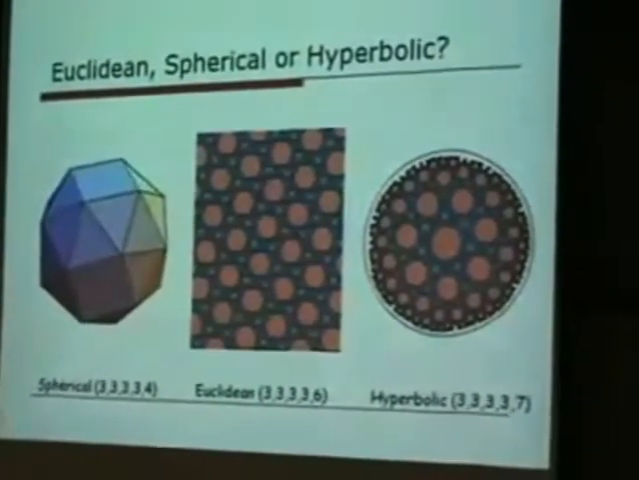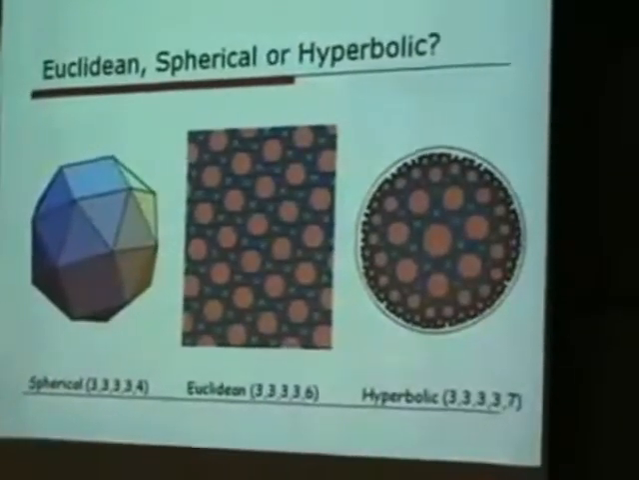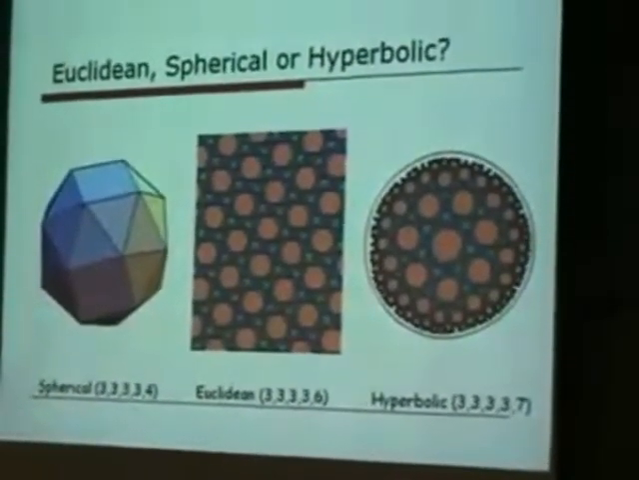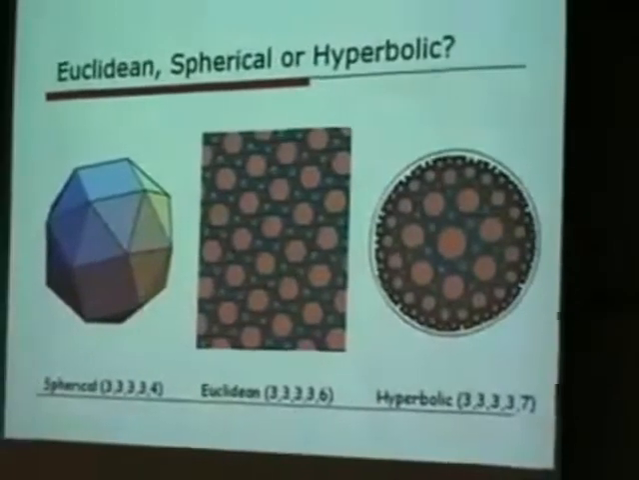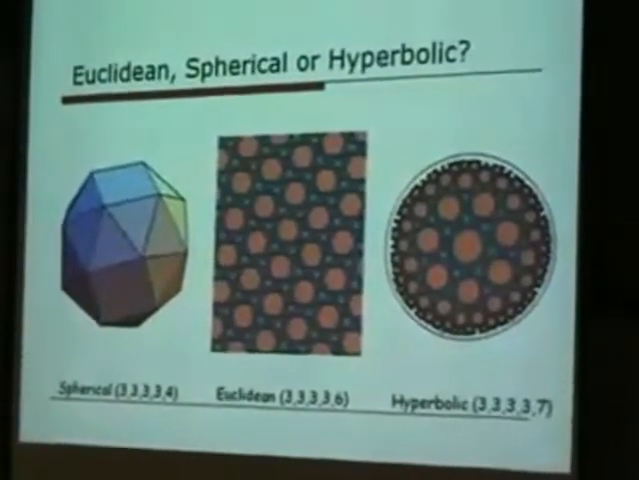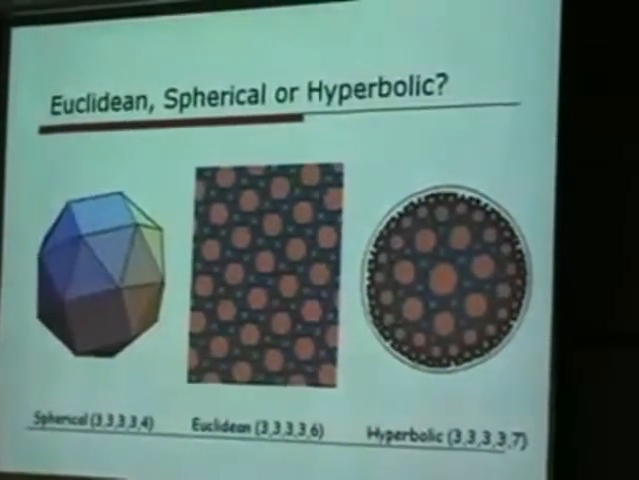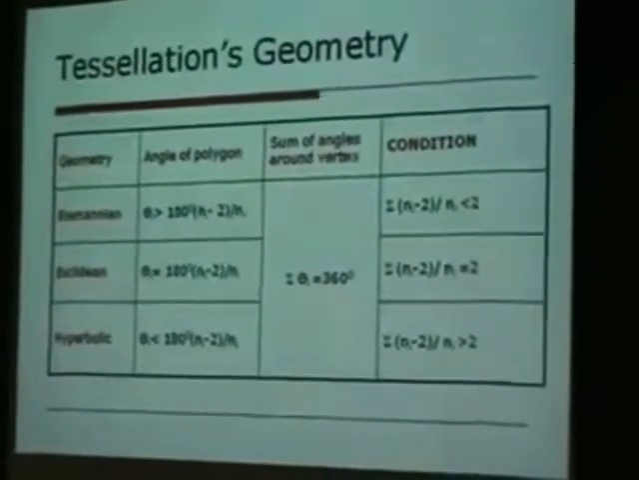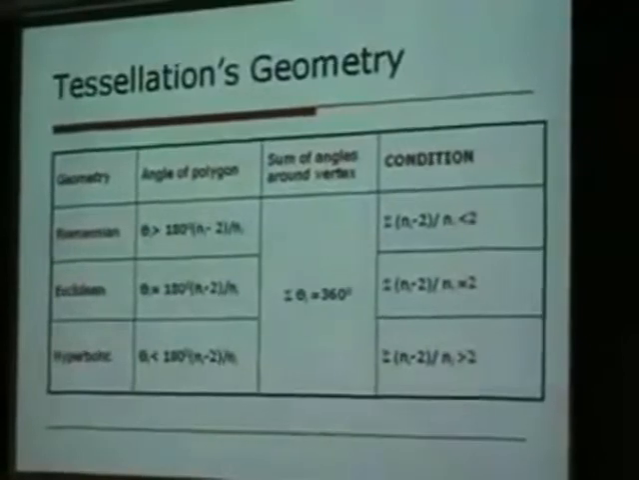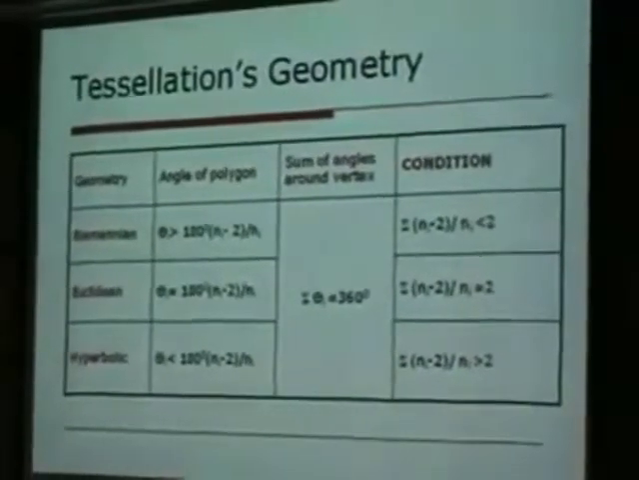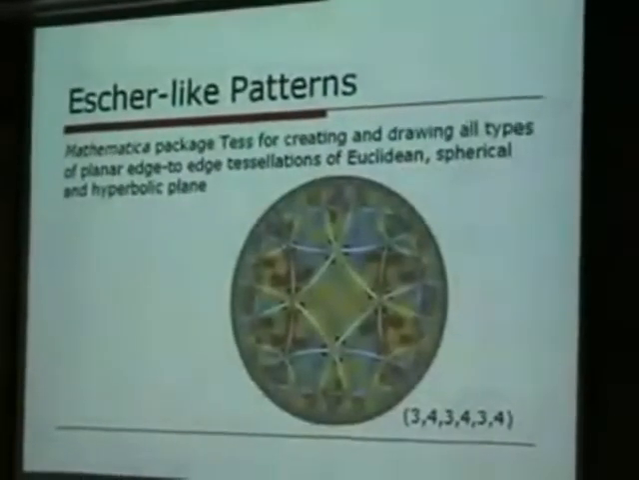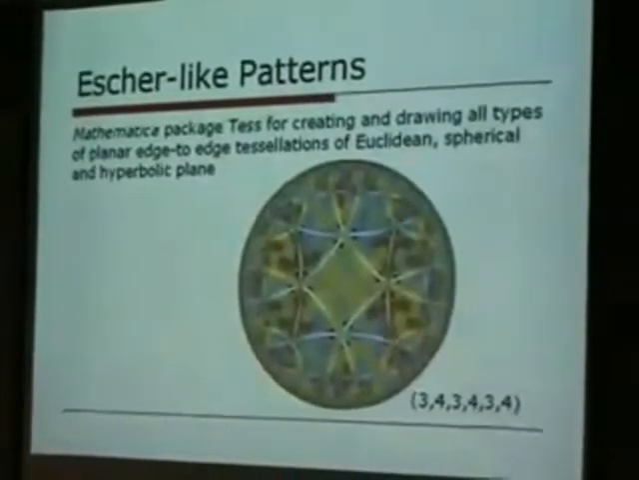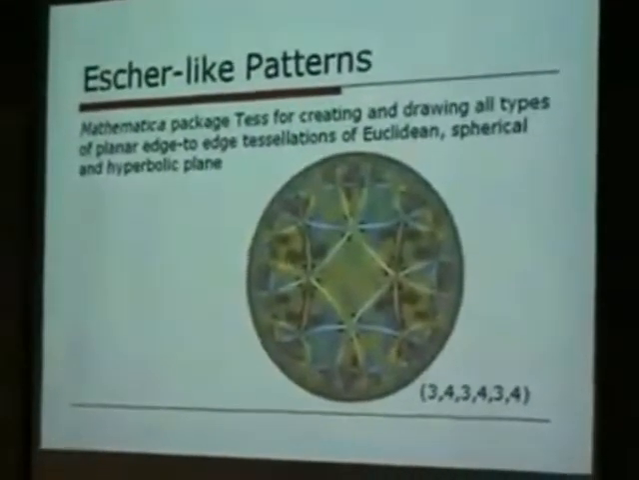Of course, we can play with colors. Colors have meaning here: polygons that have the same color are in the same orbit. And depending on the sum of angles around each vertex, we determine whether it's spherical, Euclidean, or hyperbolic. So, we've all seen Escher's tessellations.